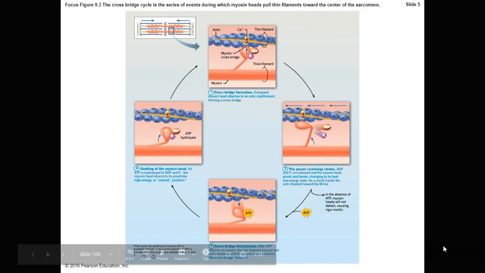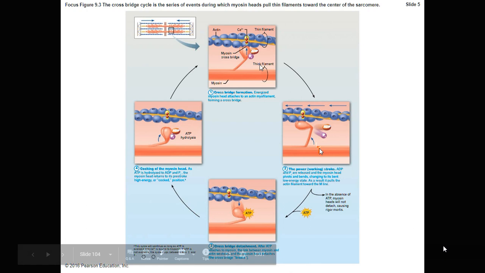Step number two, the power stroke. ADP and phosphate are released. Looking up here at step number one, you still have the ADP and phosphate attached to the myosin head. The ADP and phosphate are going to be released, and the myosin head is going to pivot. You see how it's pivoting? It's going to change to its bent low energy state, and as a result, it's going to pull the actin filament toward the M line.